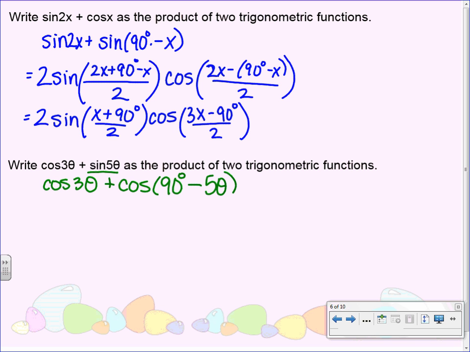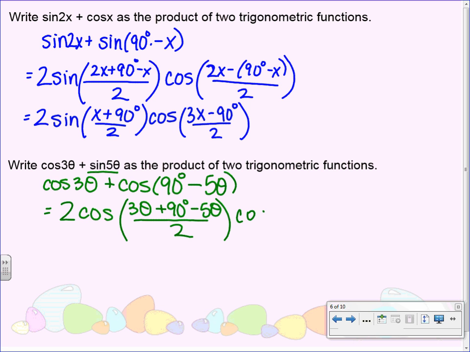Now I have a cosine plus a cosine, so we're going to use the first identity on your sheet. This one is 2 cosine. Add our angles together, so 3 theta plus 90 degrees minus 5 theta all over 2. And I think this is cosine again, and subtraction. Wouldn't these be fun to memorize? All right, add our angles, subtract our angles.